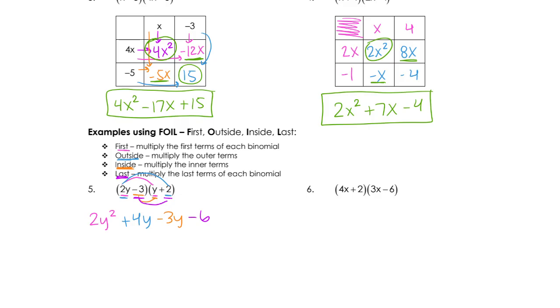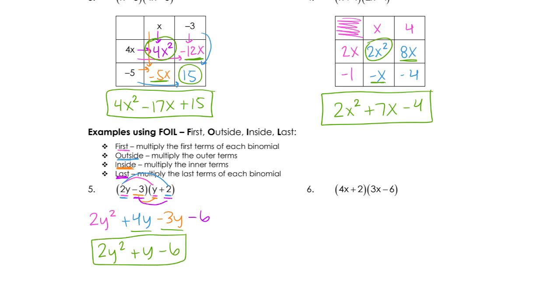And then again, just like all the other methods, we do have to combine like terms. Hopefully you're seeing that there's a pattern here. It always is that first degree, or a degree of 1, those terms that we always end up combining together, for at least these types of problems, 2 binomials being multiplied together. So I'm going to bring down that 2y squared, 4y and negative 3y makes plus y, and then minus 6.